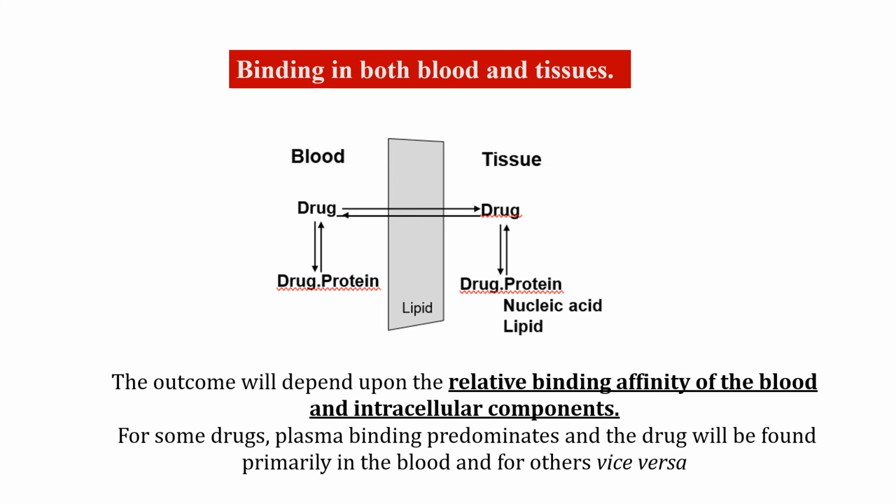So both the situations that we have discussed may be present simultaneously. The outcome will depend upon the relative binding affinity of the blood and the intracellular components. For some drugs, the predominance will be found primarily in the plasma, and for others it is vice versa. So it will move into the tissues, and it may lead to toxicity if it stays there continuously for a long duration of time.